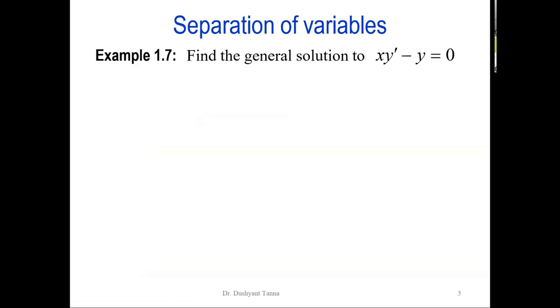So let's look at an example. Find the general solution of x y dash minus y equal to 0. Whenever we see y dash, what we mean is dy by dx. So we start by writing it in the form of dy by dx: x dy by dx minus y is 0. So what we did is change the y dash into dy by dx.